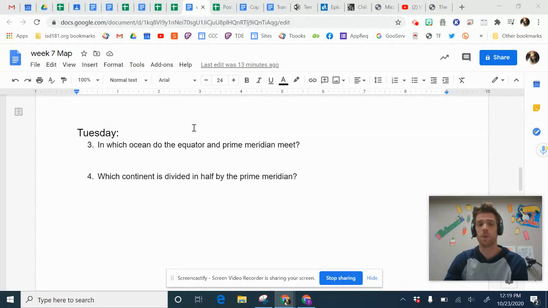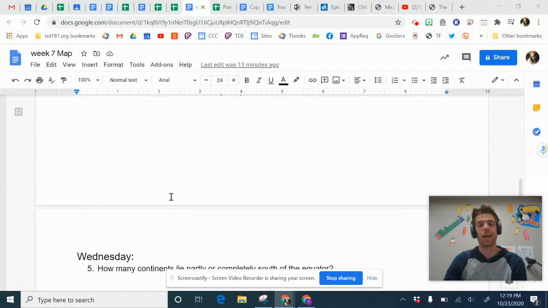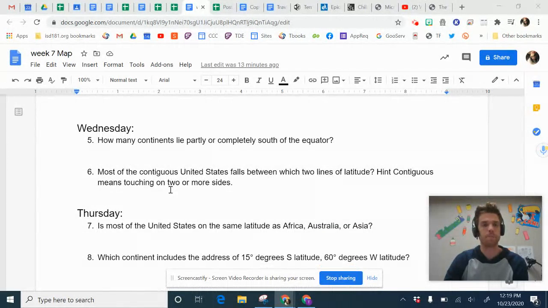Find the ocean where the equator lines up with the prime meridian. What ocean is that? Which continent is divided in half by the prime meridian? Be careful. I'll tell you right now, it's not Africa. Africa is not cut in half by the prime meridian. Check that one out. I had to double check my work on that one.